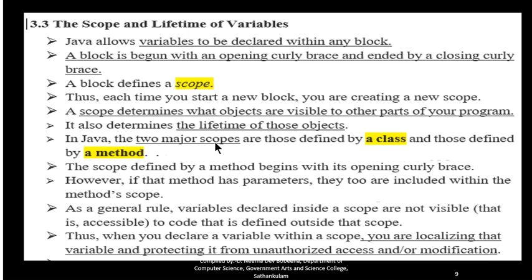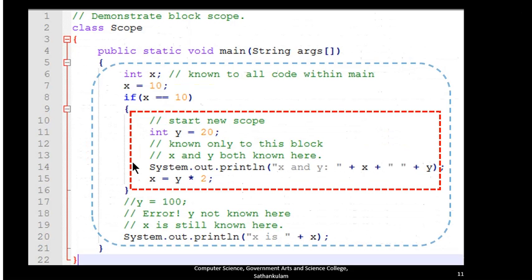There are two major scopes. One is class and the other one is method. Class scope means the class opens a class name scope itself. So this is a class scope, from this portion to this portion. And method scope, here we have the main method.